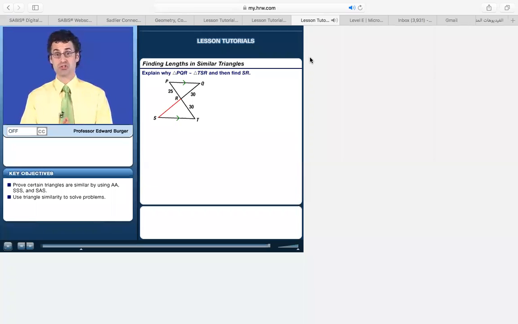The power of similar triangles comes into play. If we can show these two triangles are similar, then we can set up an appropriate proportion.